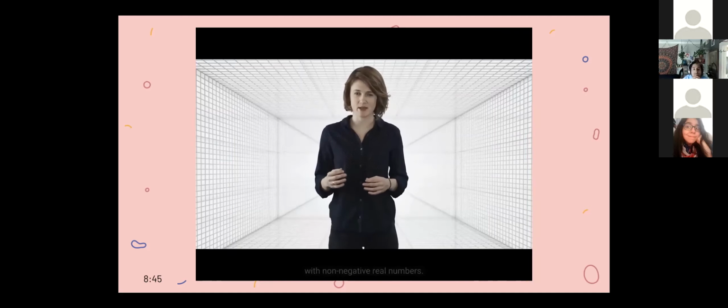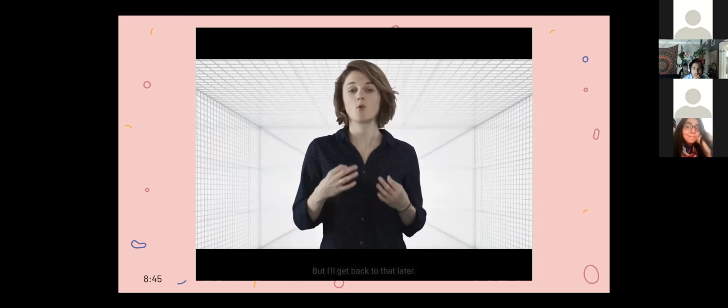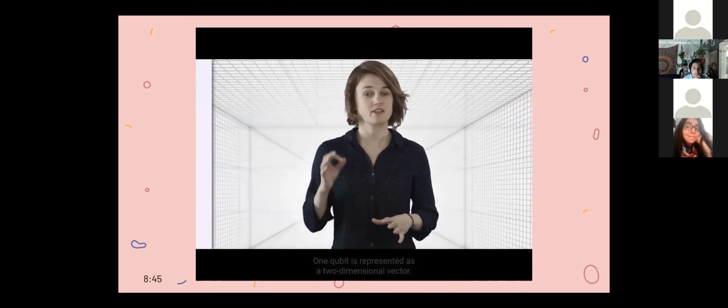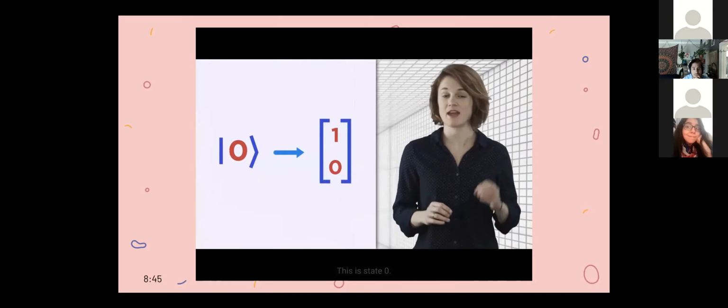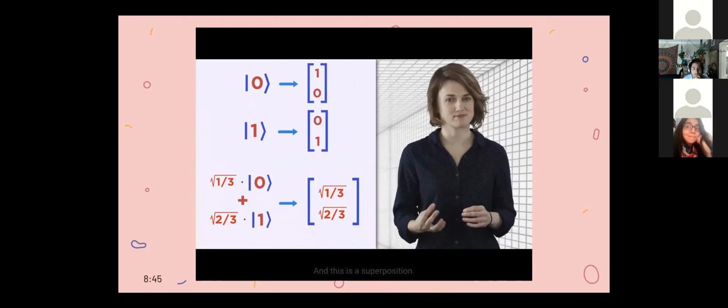Here's an important caveat. For now, to help us get through the first part of the explanation, we'll only work with non-negative real numbers. But actual qubits use negative or even complex numbers. But I'll get back to that later. One qubit is represented as a 2-dimensional vector. This is state 0, and this is state 1, and this is a superposition.